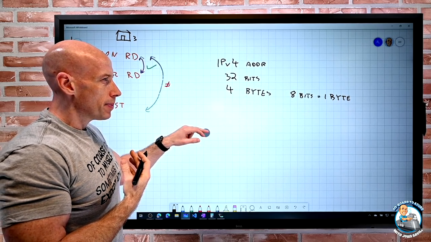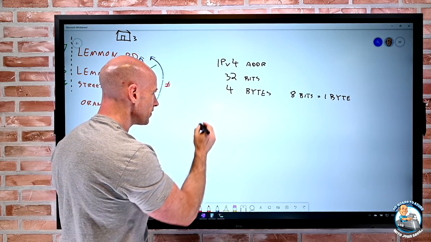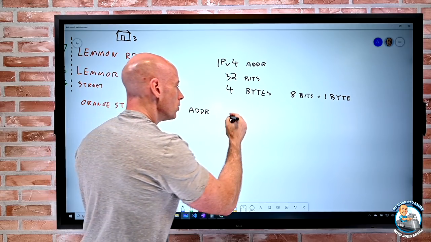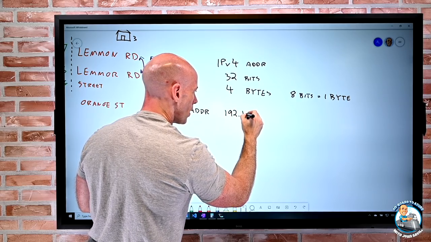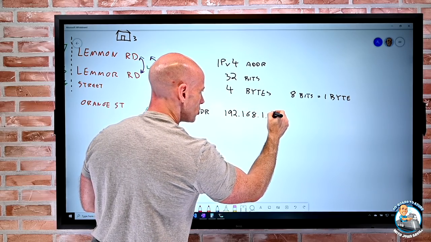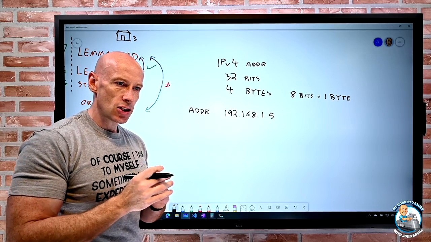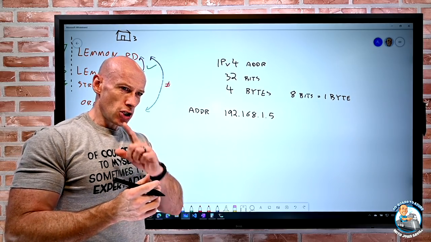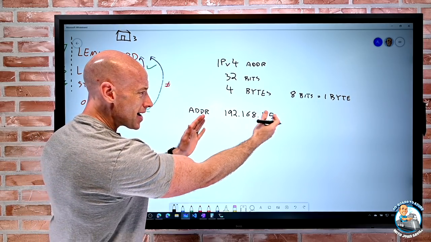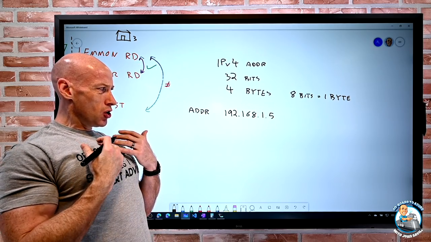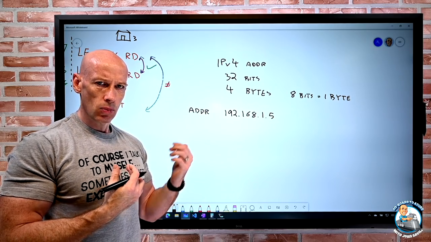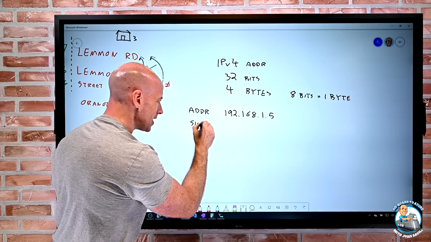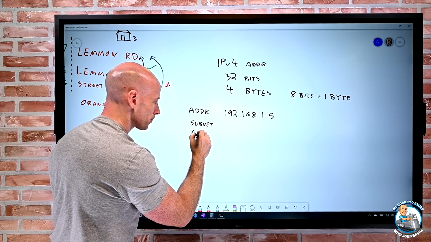So if I was thinking about the equivalent of one of those addresses, I might see 192.168.1.5, for example. Let's just say that's the address. Now you can see these things, and I'll show you that in a second. So that's my house number and my street. I, as a human, can't really tell what part is the house and what part is the street, and nor can a computer. So the other thing you'll commonly see is this subnet mask.